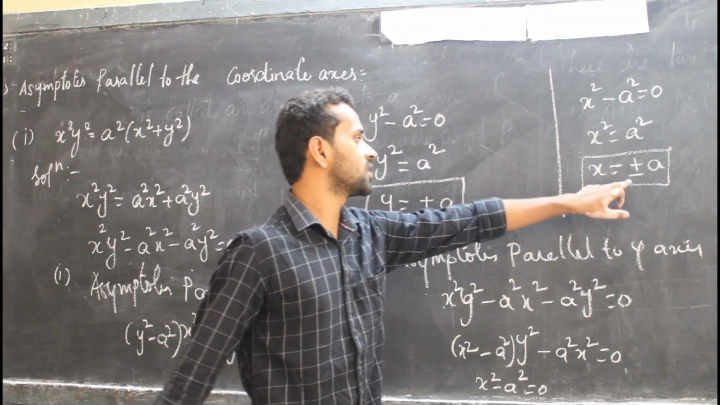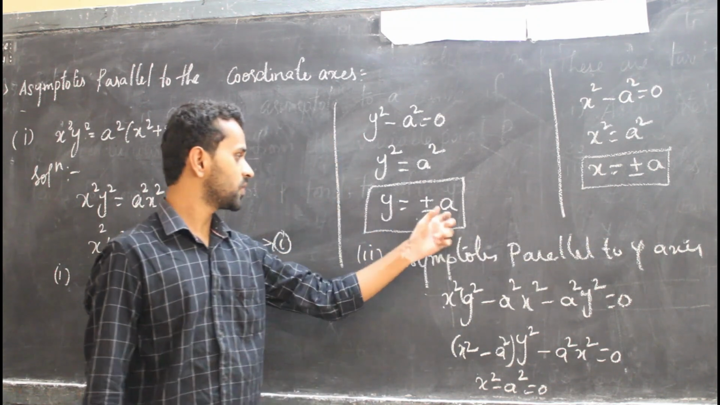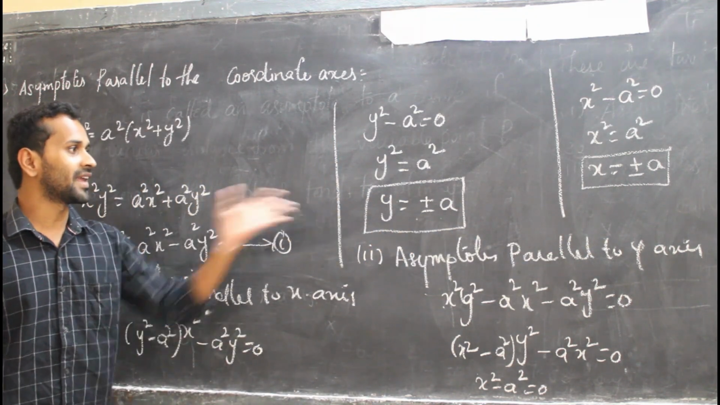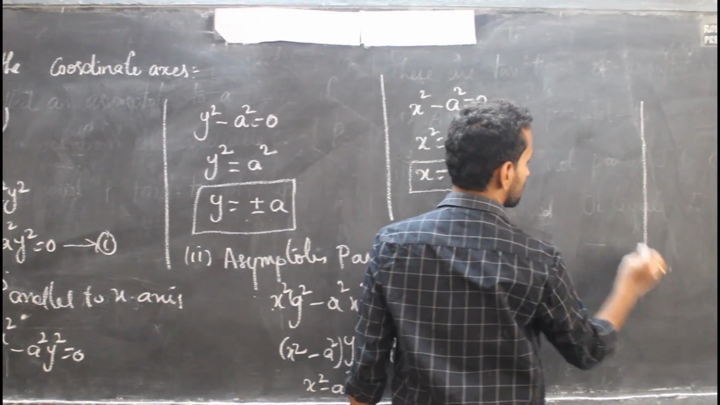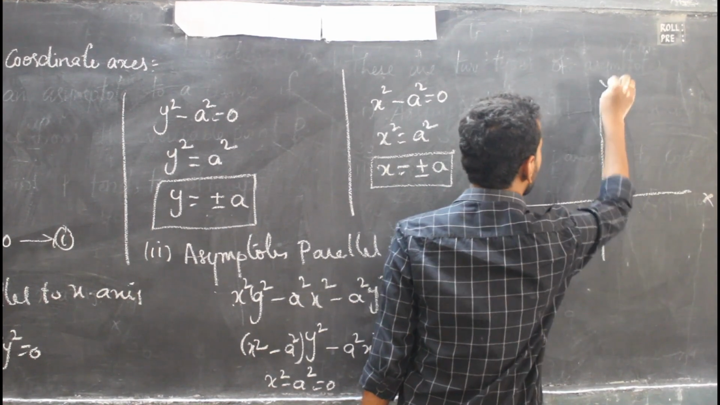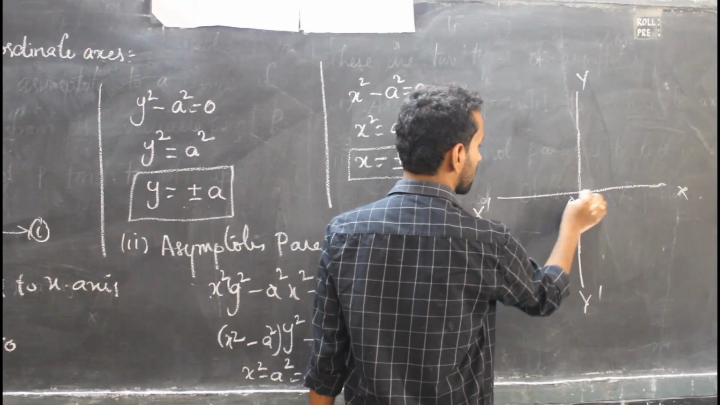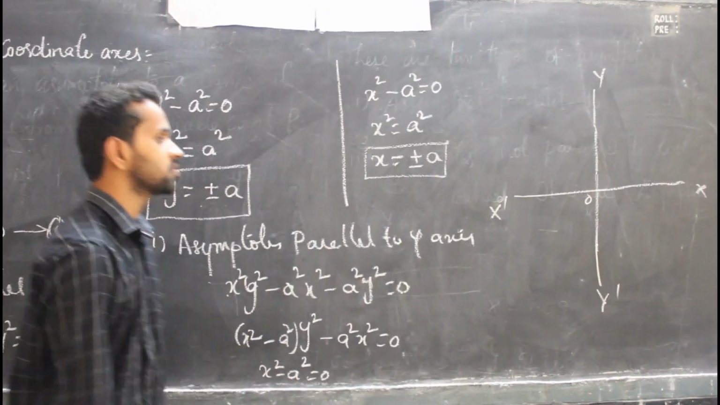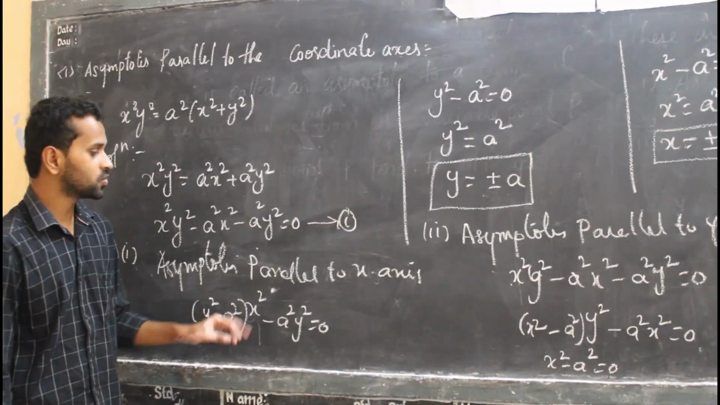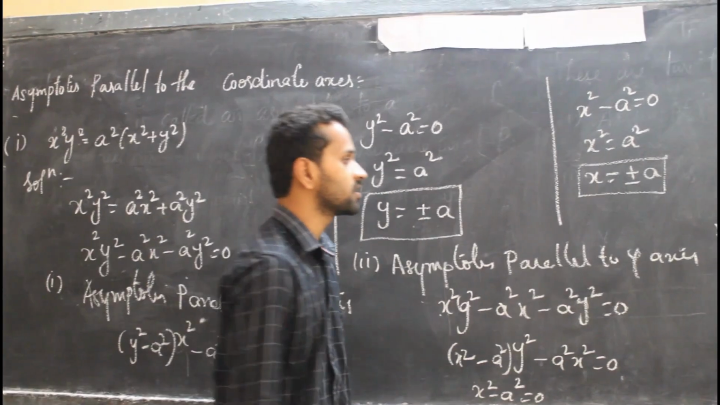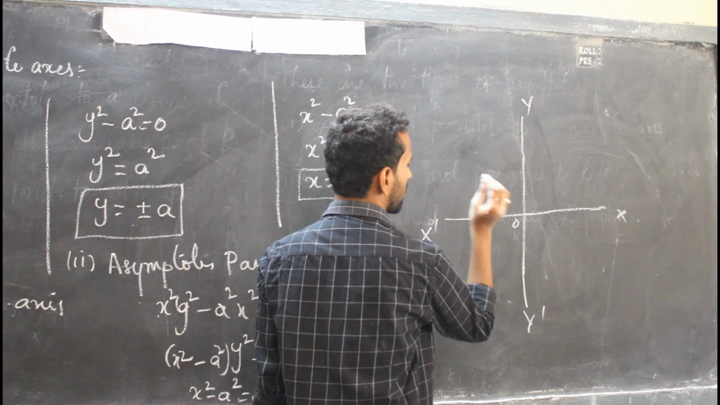So x equal to plus or minus a gives asymptotes parallel to the y axis. Y equal to plus or minus a gives asymptotes parallel to the x axis. I have x, y, x negative, x dash, y dash is negative. This is the origin. So, the asymptotes: I am going to draw first the asymptotes parallel to the x axis, y equal to plus or minus a. That becomes y equal to plus a, y equal to minus a.